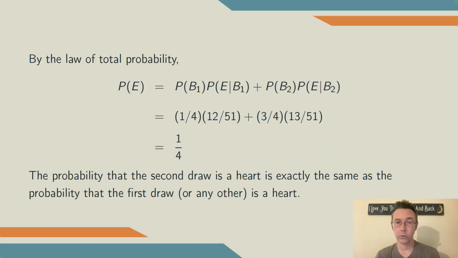By the law of total probability, the probability of E is the probability of B1 times the probability of E given B1, plus the probability of B2 times the probability of E given B2. Plugging in all those probabilities, simplifying a little bit, we get 1/4. The probability that the second draw is a heart is exactly the same as the probability that the first draw is a heart. And it turns out that the probability that the third draw, the fourth draw, the fifth draw is a heart is always 1/4.